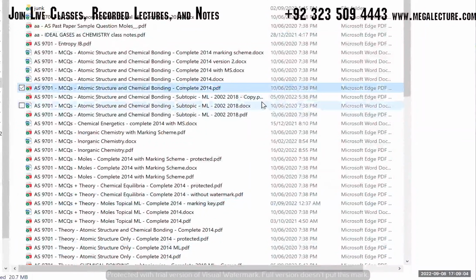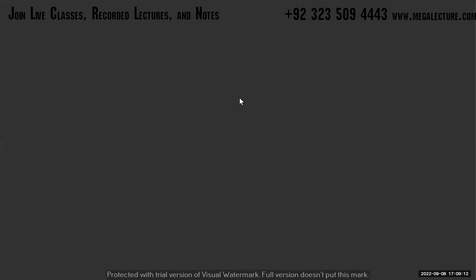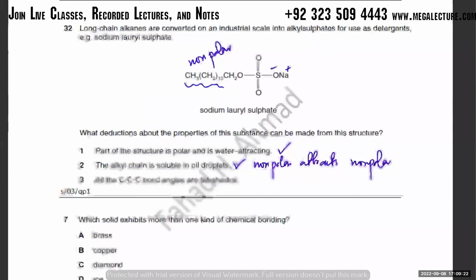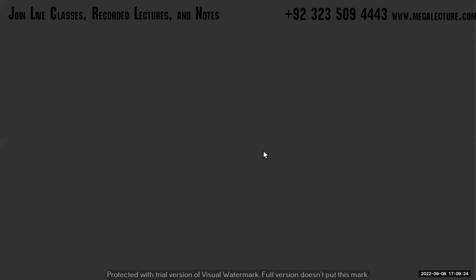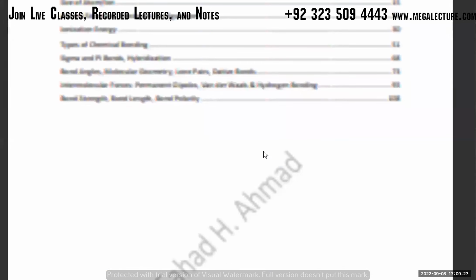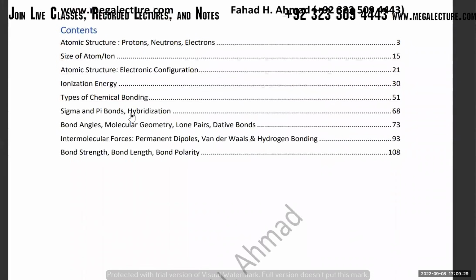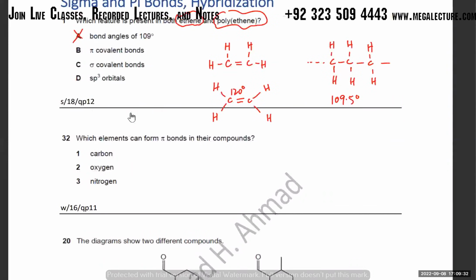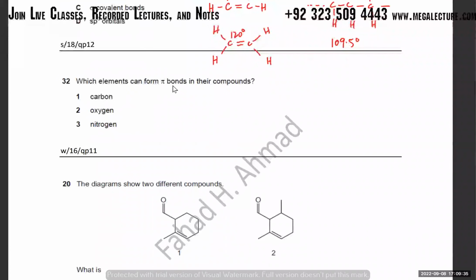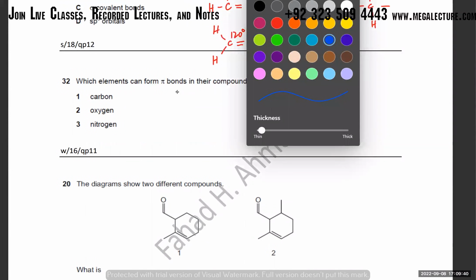अच्छा, so past papers related to sigma and pi bond, and hopefully we'll cover hybridization as well. अच्छा, अब यहाँ पे कहाँ पे क्या pi bond and sigma bonds. अच्छा, sigma, pi bonds and hybridization. अच्छा, so the question is which elements can form pi bonds? ठीक है, so this question, okay, who can form pi bonds?